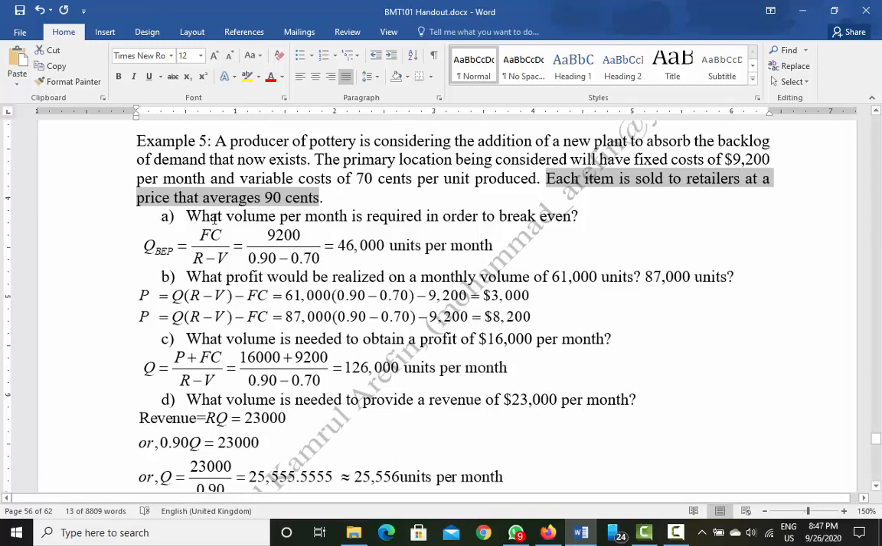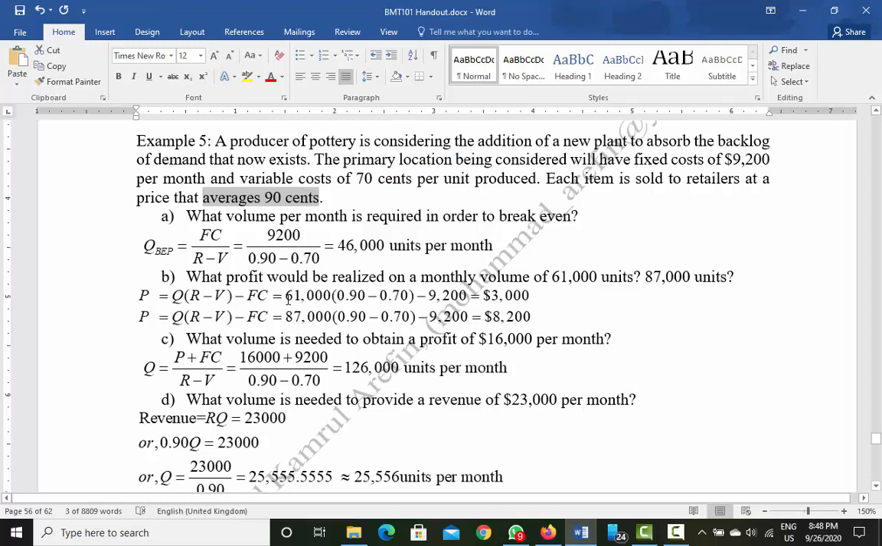Now the question is asking what volume per month is required in order to break even. We know that the break-even quantity is fixed cost divided by R minus V. So fixed cost is $9,200, and revenue per unit is 90 cents.